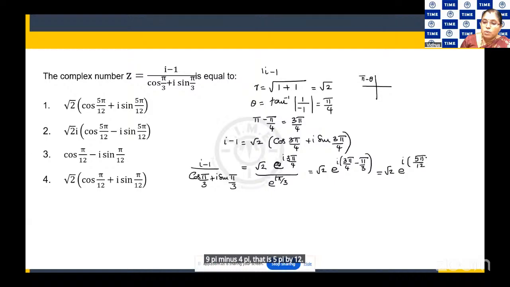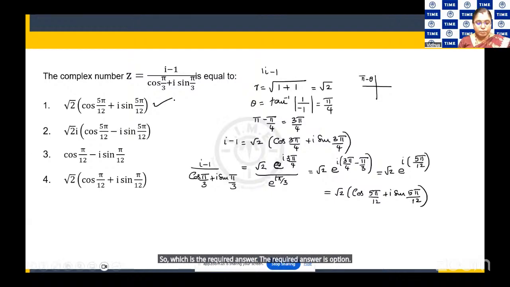So we can write the given complex number as root 2 into cos 5 pi by 12 plus i sin 5 pi by 12. So which is the required answer? The required answer is option 1. I hope it's clear, right?